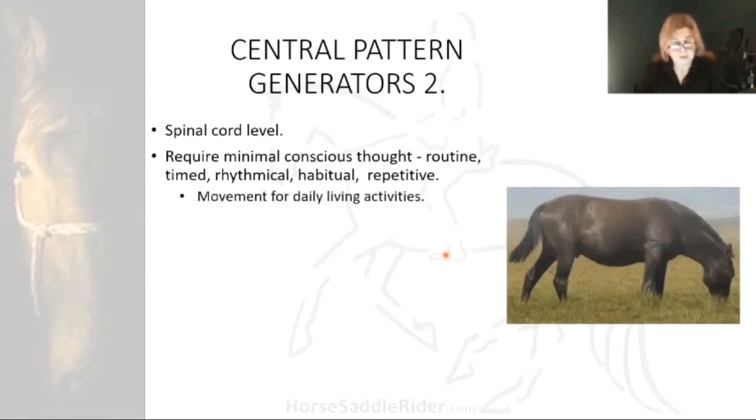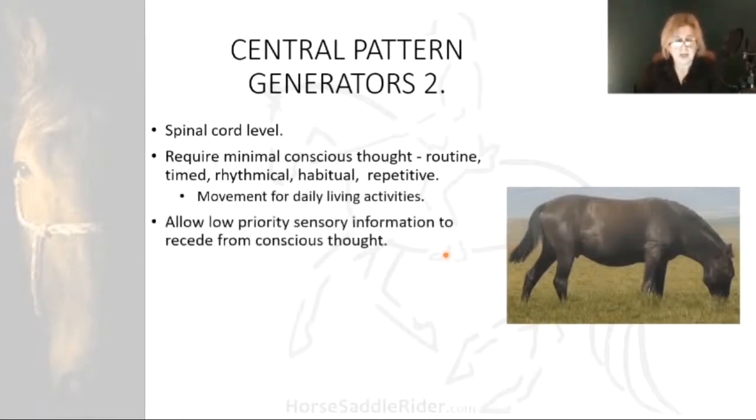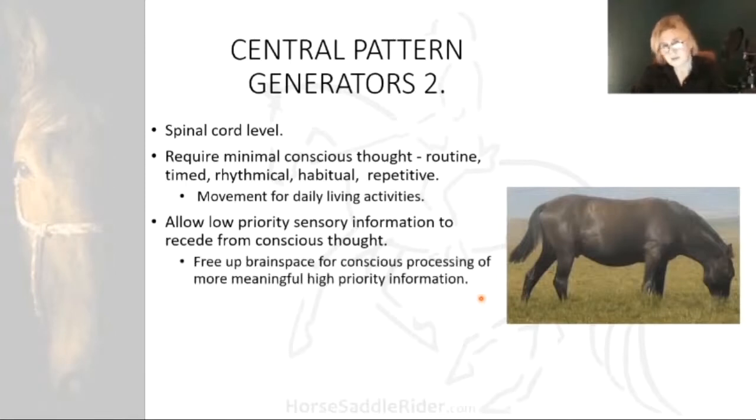For daily living activities, they allow low priority sensory information to recede from conscious thought. So we can move along, we can take the dog for a walk without thinking too much about where we're putting our feet and how to place our limbs and what stride length we might use. And this frees up the brain space for conscious processing of more meaningful, high priority information.